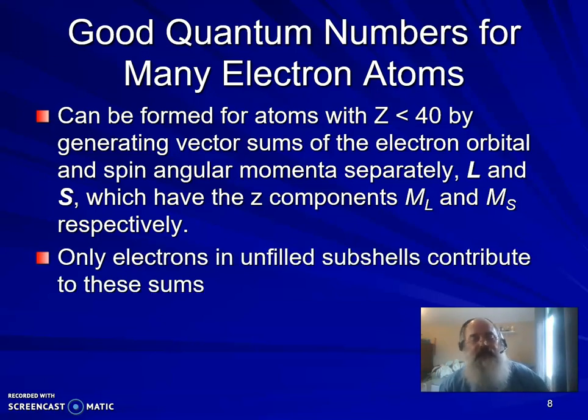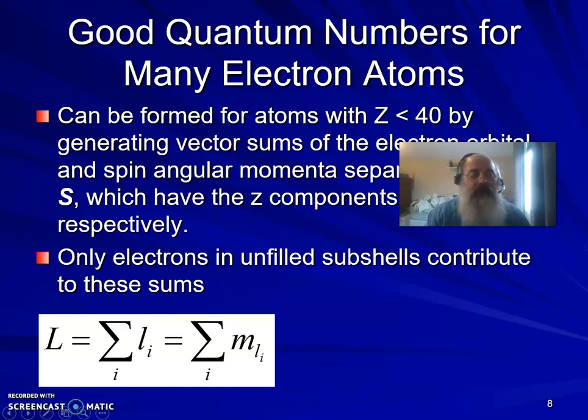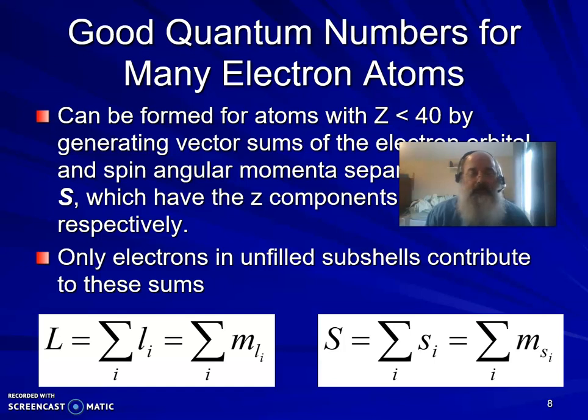Only electrons in unfilled subshells contribute to these sums, because if we add up these components for filled subshells, they will cancel each other out and they'll add up to 0. So the quantum number capital L is going to be the summation of lowercase l. An easier way to calculate that is going to be summation of lowercase m sub l if we were using our old quantum numbers. And the quantum number capital S is going to be the summation of the m sub s's in that sublevel. So for example, we're going to do that on the next slide. You can pause if you got things you need to write down here. But we're going to do that as an example with the fluorine atom on the next slide.